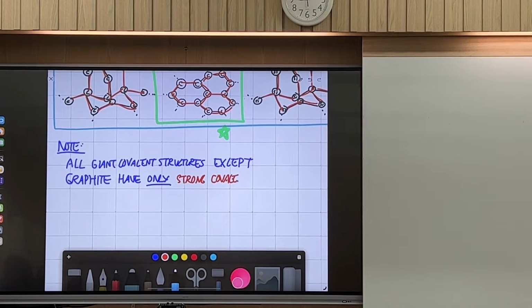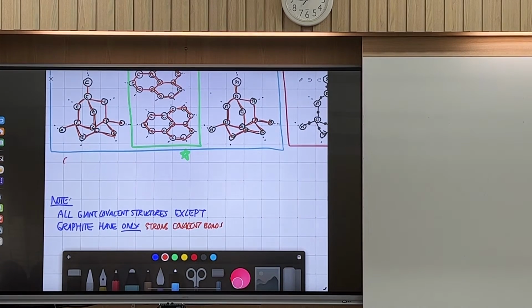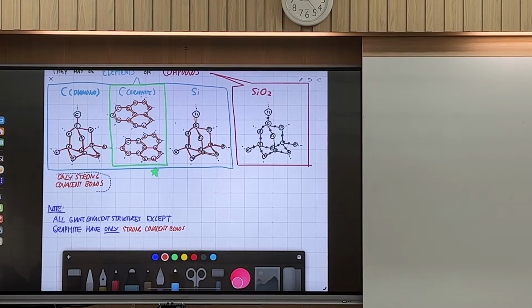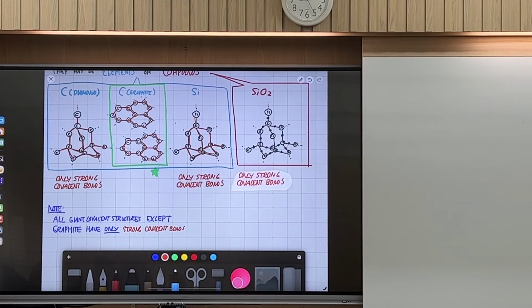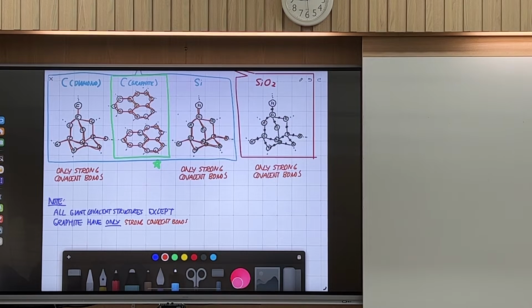So what's so special about graphite then? Graphite has, on top of strong covalent bonds, some weak van der Waals force. But other than graphite, all other giant covalent structures have only strong covalent bonds. I want you to write this down under each of these: all giant covalent structures except graphite.